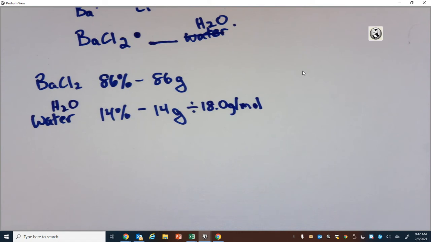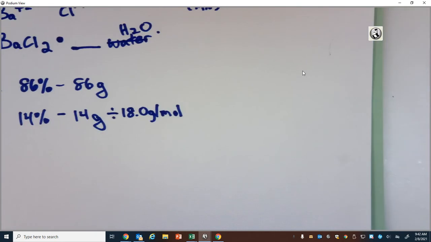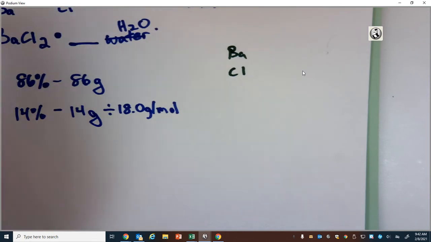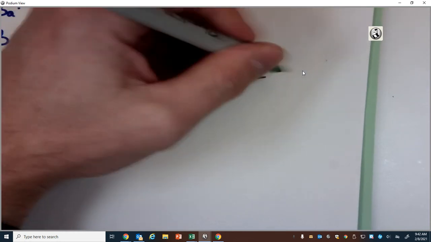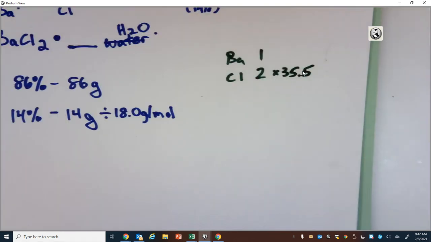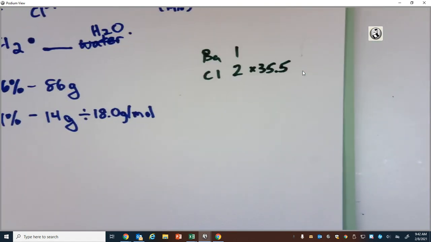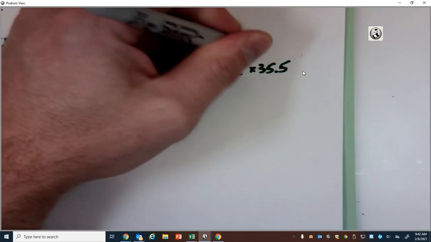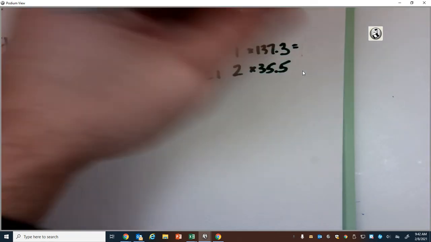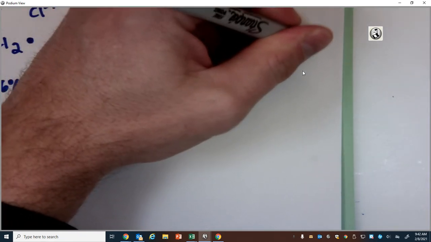Barium chloride. I'm just going to come over here to the side. I'll do it in a different color. We've got barium. We've got chlorine. We got 1 barium. We got 2 chlorines. Chlorine, when you look up on the periodic table, is 35.5. Barium, when you look up barium, is 137.3. And that's the mass. So now we do the math. Sorry, my hand covers it up. I'm lefty. We write backwards and cover it up.